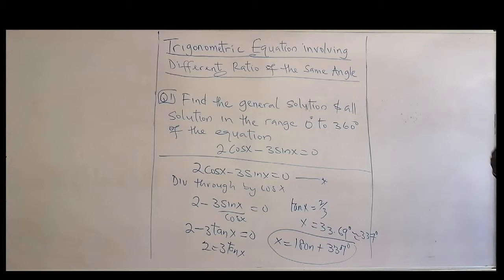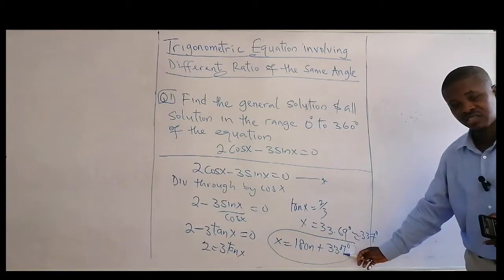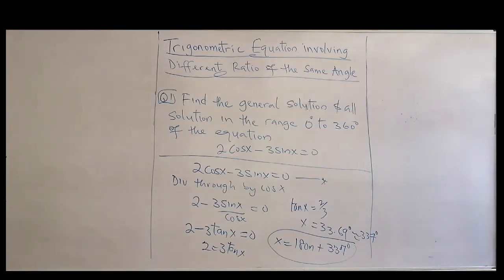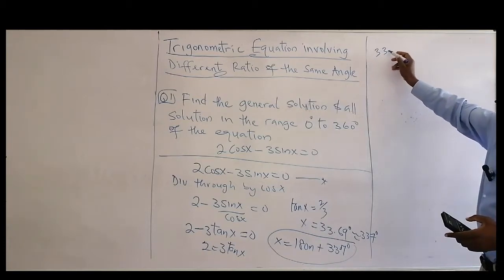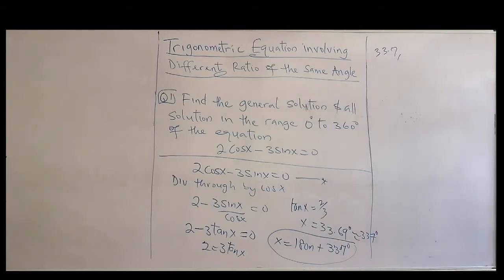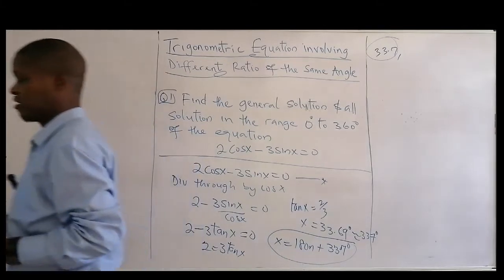So how do we get that? We have to get it from the general solution. When n is 0, we're going to have 33.7. When n is 1, it's going to be outside the range, so the only solution is just this value. N equal to 1 will be 180 plus 33.7, which is 213.7.